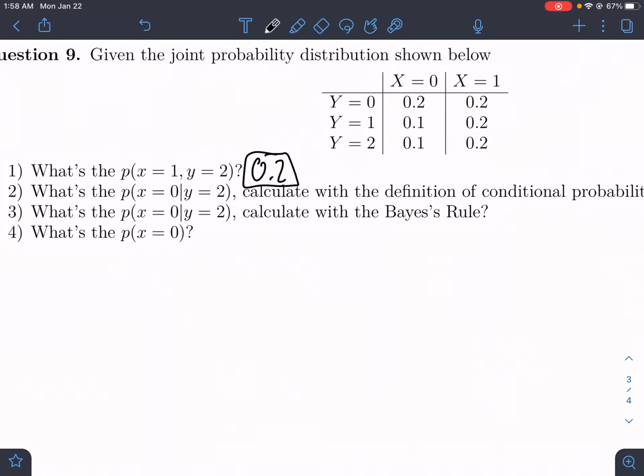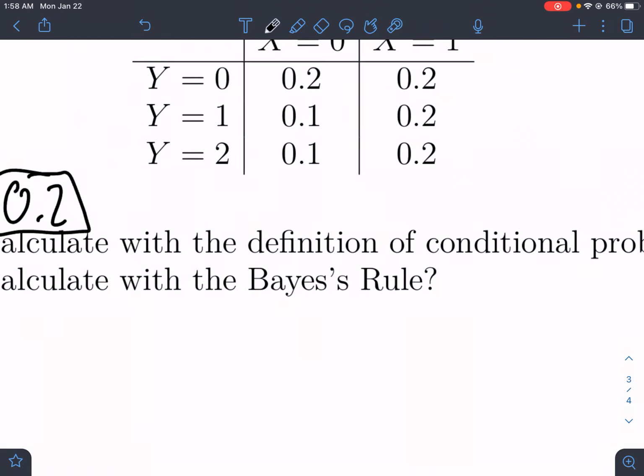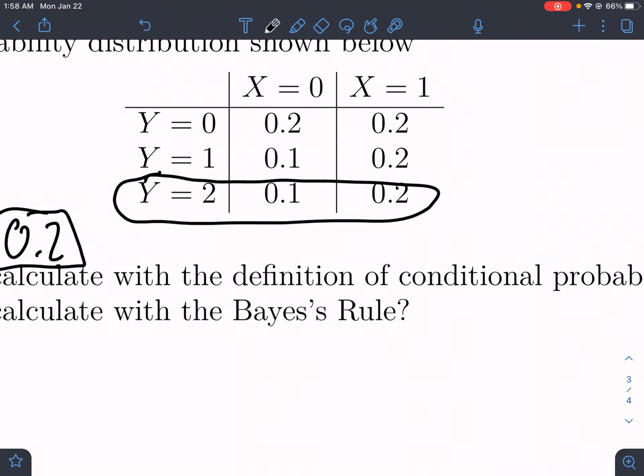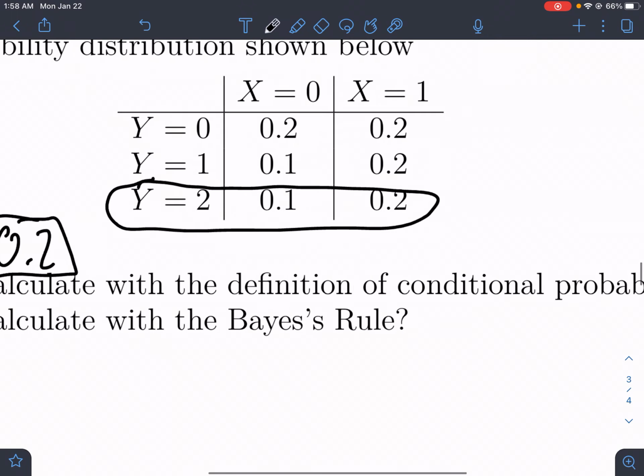For part 2, we're asked for the probability of x equals 0, given that y equals 2. And we're going to use the definition of conditional probability to calculate this. So, we're going to circle y equals 2, and we're asked for the probability that x equals 0. So this is the case we're concerned with.